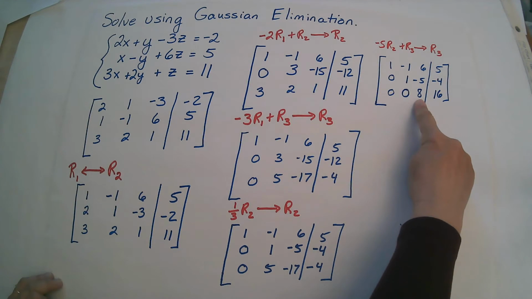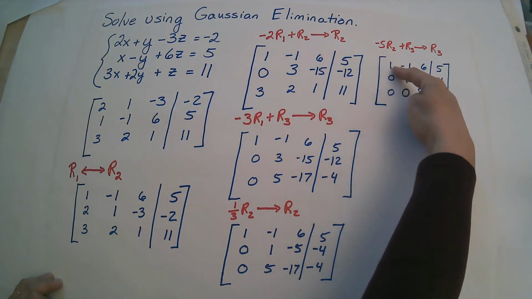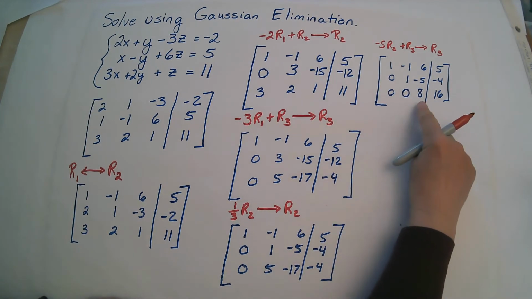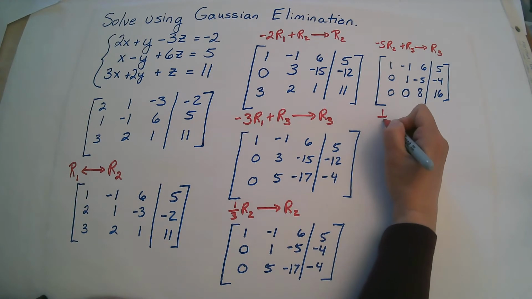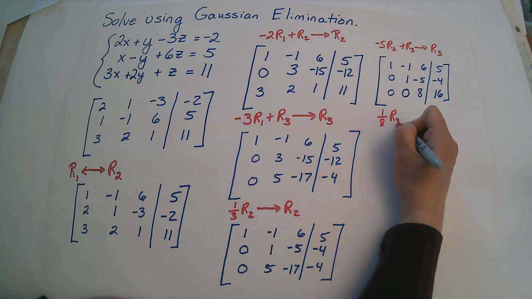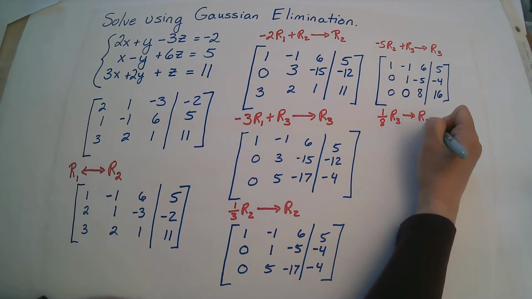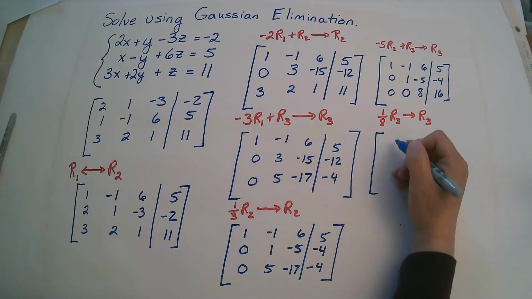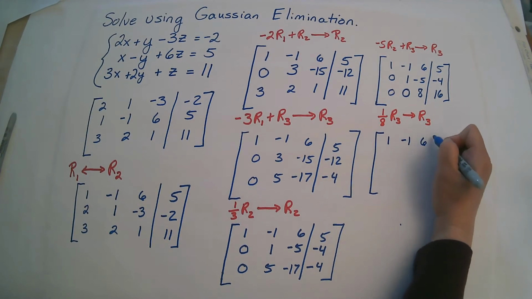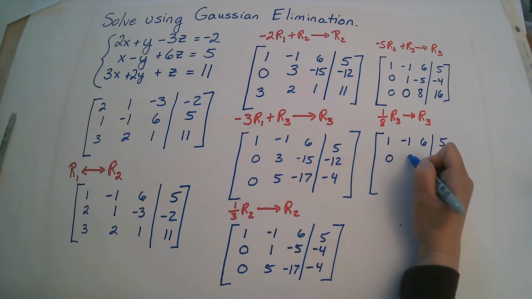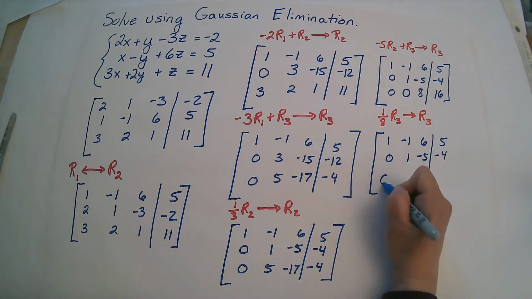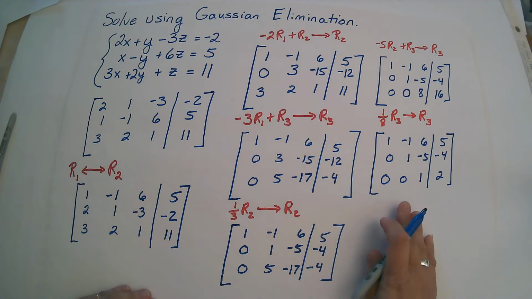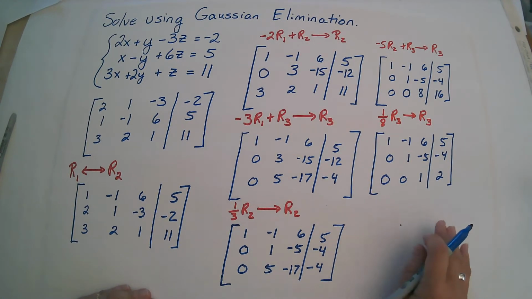For it to be in row echelon form, we need 1s along this main diagonal. So our last step to get it in row echelon form is to divide by 8 or multiply by 1/8. So we're going to multiply row 3 by 1/8, and we're going to put it in row 3. So our matrix looks like this. 1, -1, 6, 5, 0, 1, -5, -4, and 0, 0, 1, 2. And now we have the matrix in row echelon form.